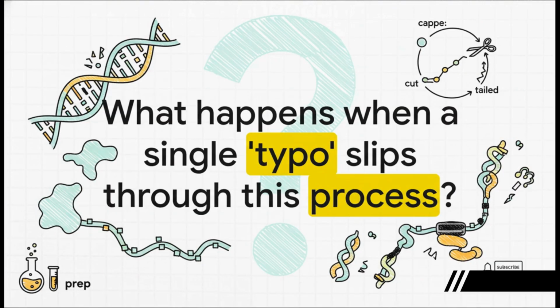Okay, let's do a super fast revision, and then I'll test you. Key takeaways: the transcription unit is promoter, structural gene, terminator. The enzyme is RNA polymerase. The template strand gets read, but the RNA copy looks like the coding strand. Eukaryotes have processing: cap, tail, cut. Prokaryotes don't. Ready? Let's try a question.